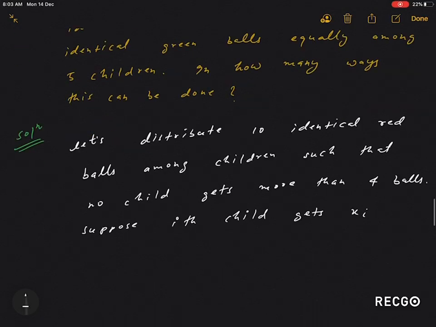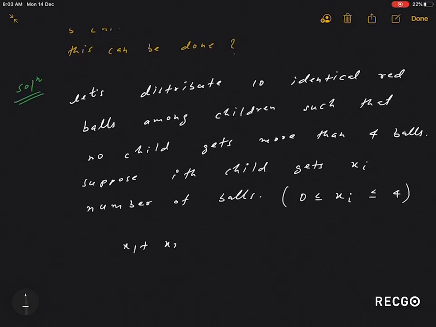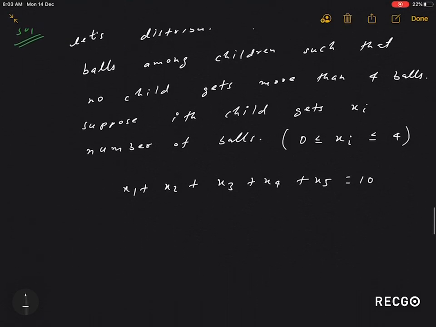So suppose that the ith child is getting xi number of balls, and of course xi should lie between 0 and 4, because no child should have gotten more than 4 balls, since each child must get exactly 4 balls at the end of the distribution. So I'm assuming this. I'm going to apply the multinomial theorem, as you must have studied in your permutation combination chapter, the application of multinomial theorem in finding the number of ways of distributing identical objects.